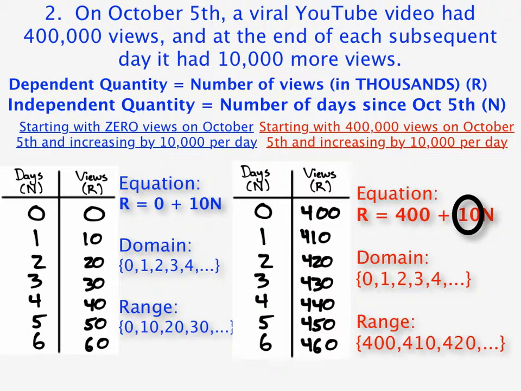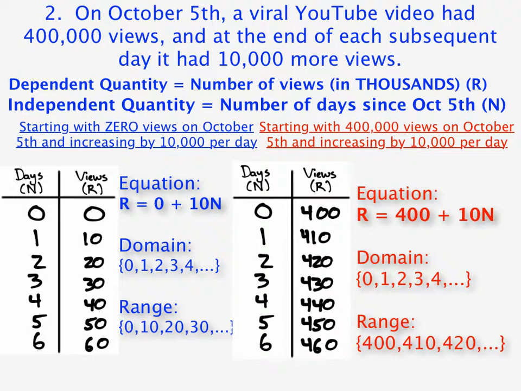10 represents 10,000, which is by how much the views increased every day when our independent variable increases by 1. 10 times n represents the total increase in views: 10,000 more views per day times n, the number of days since October 5th. And of course, 400 plus 10n represents the total number of views, which is of course r. Our domain doesn't change in this case, it's still 0, 1, 2, 3, etc. And our range is just going to be all the possible number of views. So in this case, 400, 410, 420, which of course represents 400,000, 410,000, etc.